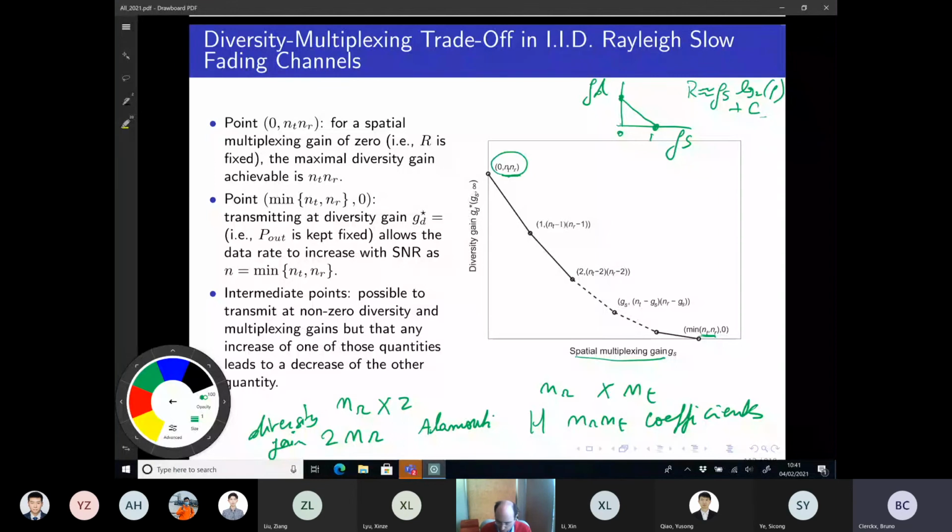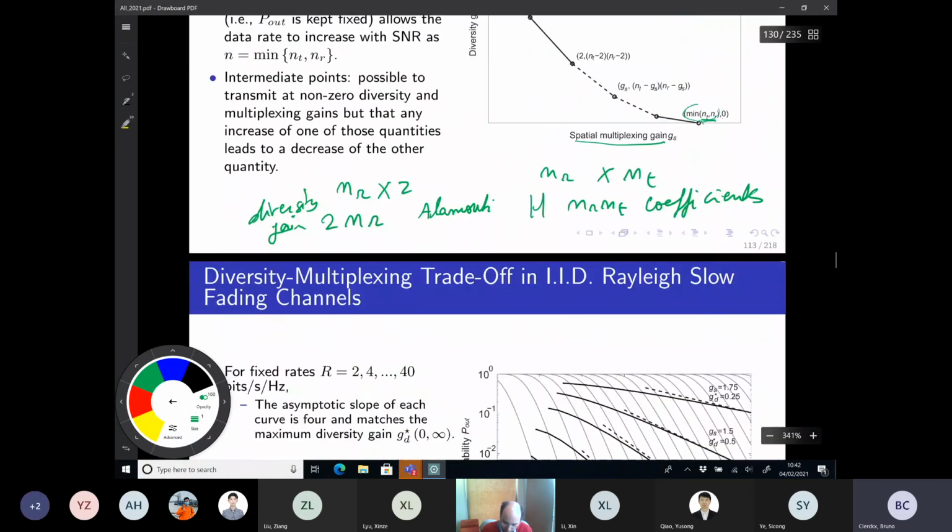Now, what it says is that if you want to achieve a multiplexing gain of this, you can do that over slow fading channels, but at the cost of diversity gain. So you can increase your rate very fast, but if you do that, your outage probability will be flat. On the other hand, you can transmit at a rate that is quite low, does not scale much with the SNR. So let's say a multiplexing gain that is much smaller. But if you do that, you can achieve a diversity that is much larger.